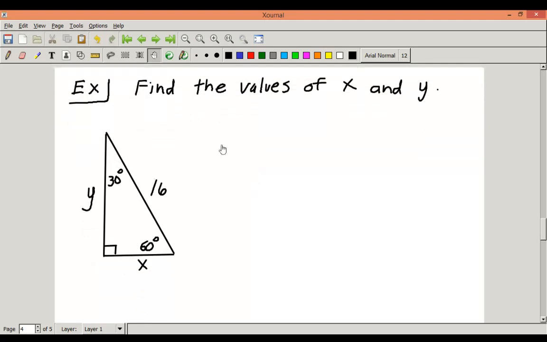So here's a typical problem dealing with the 30-60-90 triangle theorem. Find the values of x and y. X is the shorter leg. Obviously, it's across from the 30-degree angle. Y is the longer leg. It's across from the 60-degree angle.